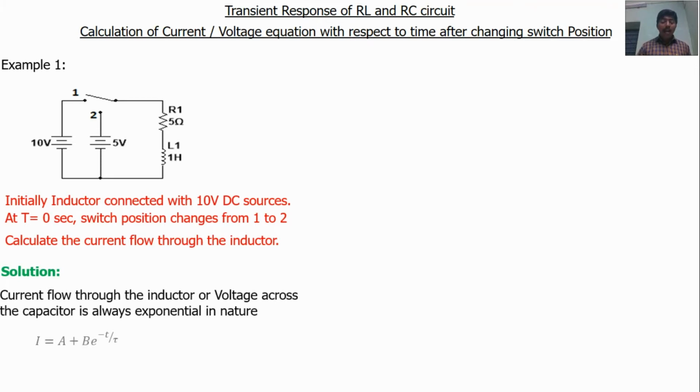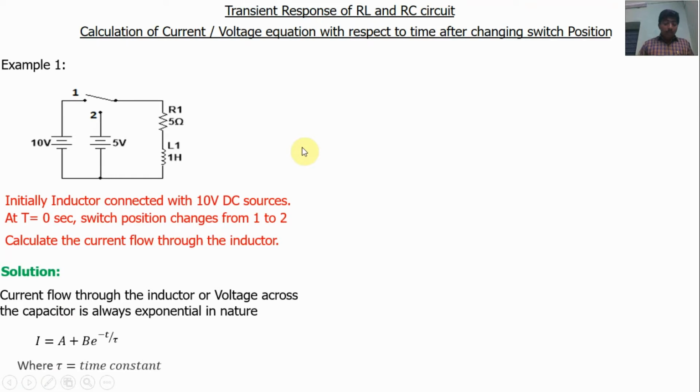Okay, so I or V, current or voltage, is equal to A plus B e power minus t by tau. This is a general representation. Why is that? Because the current flow through the inductor increases or decreases in exponential nature. That is why we generally represent I is equal to A plus B e power minus t by tau. Similarly, we may represent the voltage V is equal to A plus B e power minus t by tau. General representation, because an inductor or capacitor changes in exponential nature. Okay. So now we go to find A, B and tau for the given circuit.